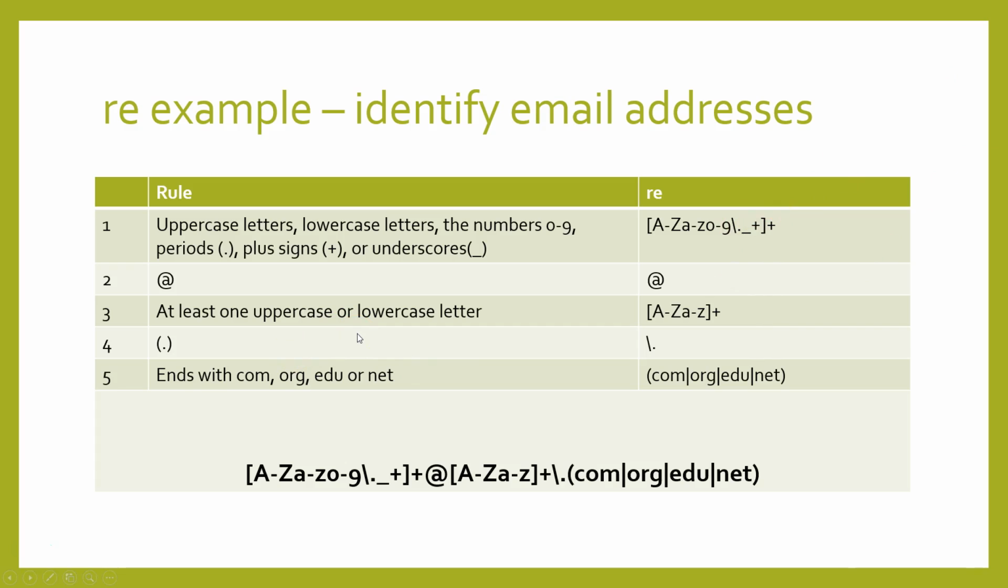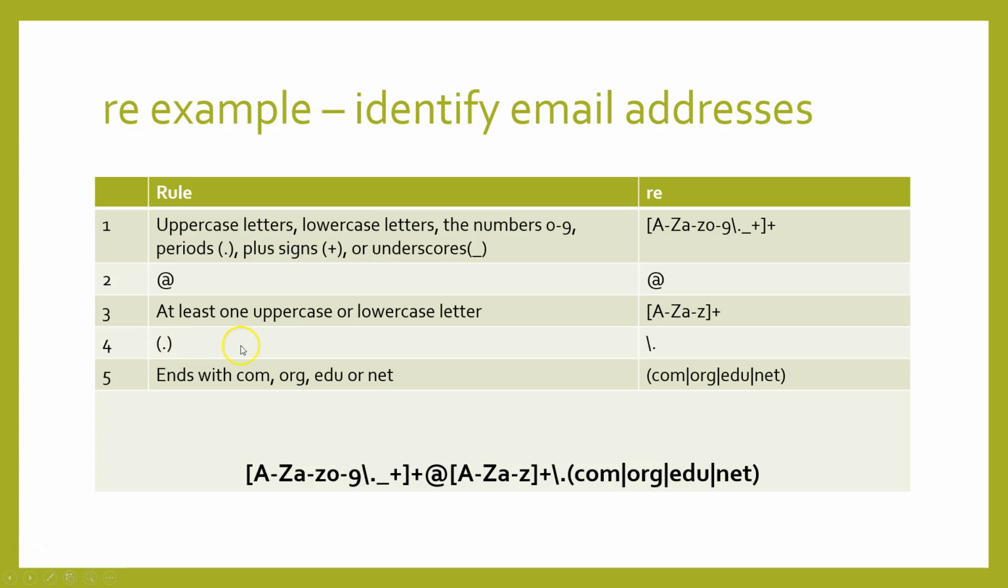And rule number 2 for identifying email addresses is that after this, the email address contains the @ symbol. So the @ symbol is fairly straightforward. The @ symbol must occur in the middle, and it must occur exactly once. So rule number 3 is the email address then must contain at least one uppercase or lowercase letter, which is identified as this, and it means we may use only letters in the first part of the domain name after the @ symbol. Also, there must be at least one character.